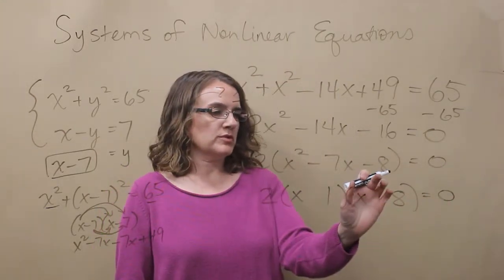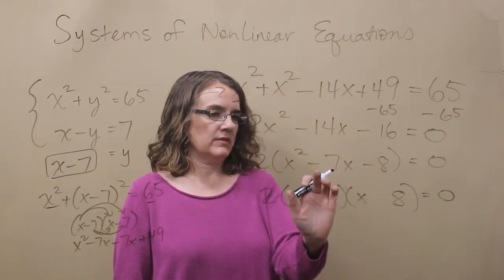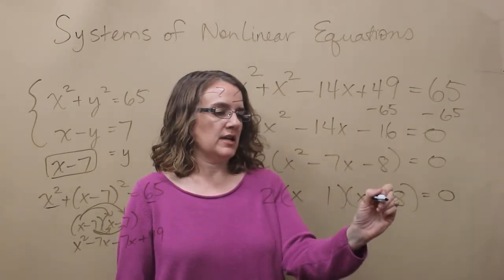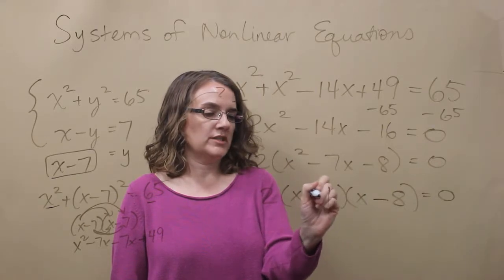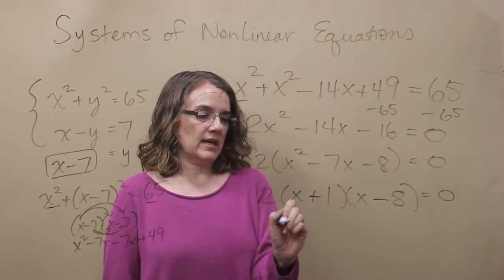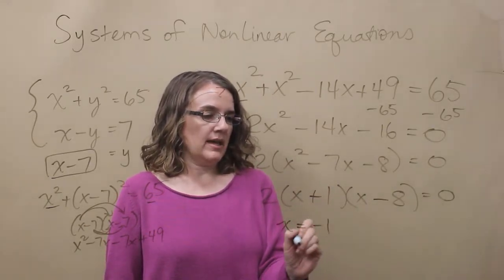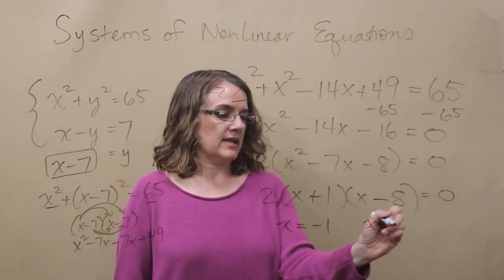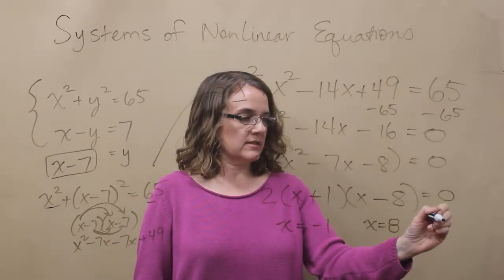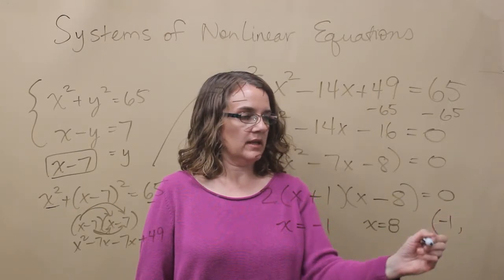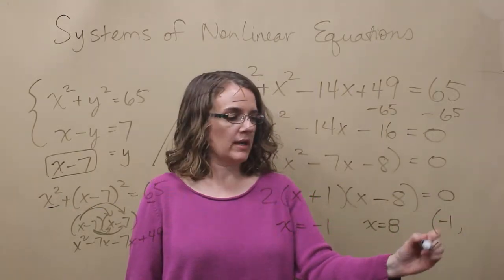So I know it's multiples of negative 8 that'll give me negative 7. The 8 should have the minus, and the 1 should have the plus. So I get x is negative 1, and for this one, I get x is 8. So I have 2 points. I'm going to have negative 1, and I need to find the corresponding y.